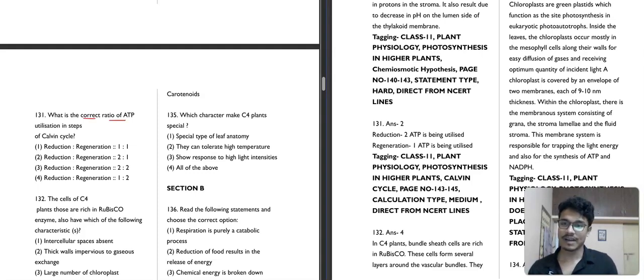It is asking what is the correct ratio of ATP utilization steps in the Calvin cycle, reduction and regeneration. You know that in reduction 2 ATP are utilized and in regeneration 1 ATP is utilized. So what is the ratio? 2:1. The second option is our correct answer.